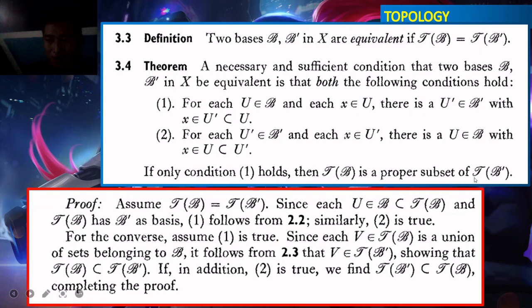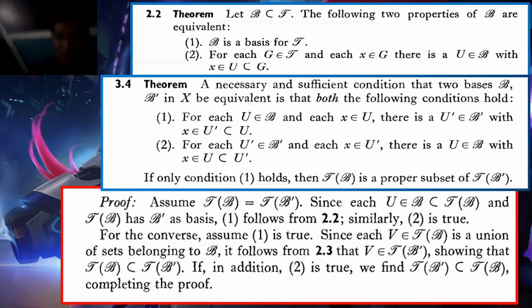Okay. Proof. Assume tau script B is equal to tau script B prime. So if they are equal, U is an element in script B. That is the first part, number 1. Now, let X be an element in U. Since script B is a basis, U is an element of script B. The tau here we can replace with script B. It is possible, because script B is a subset of tau script B. Meaning, U is also an element of tau script B. Same here, tau script B. Okay, we can replace it with tau script B. Since script B is a subset of tau script B.